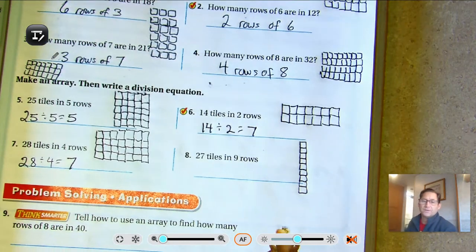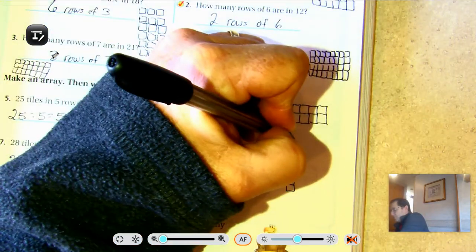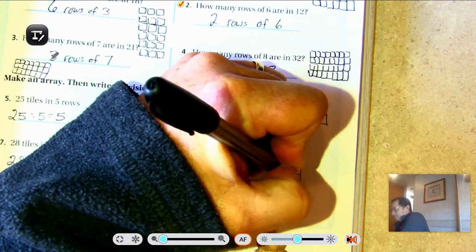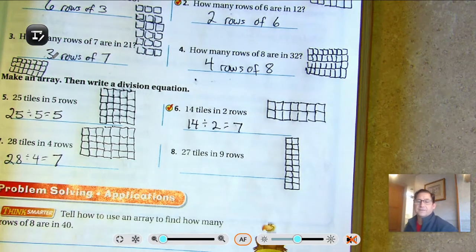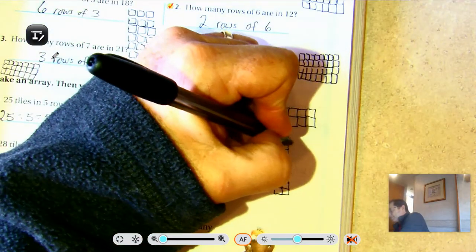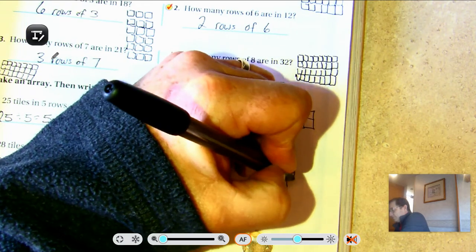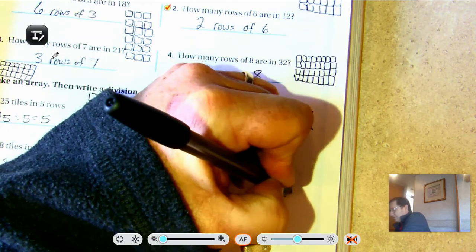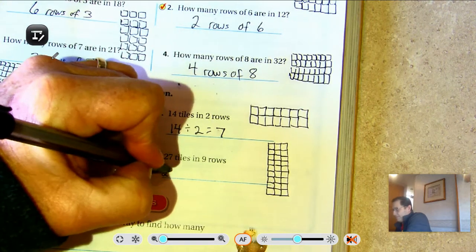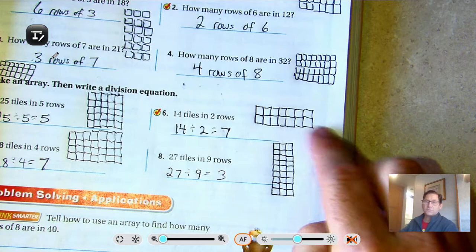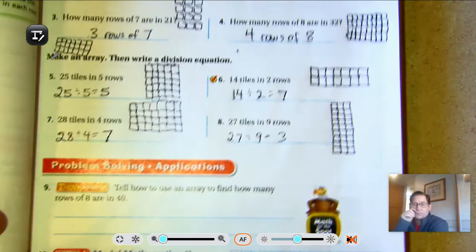All right, so we've drawn 9 rows. Keep adding to the rows until you get to 27. All right, there's 18, 20, 22, 24, 26, 27. 27 divided by 9 rows will give us 3 tiles in each row.